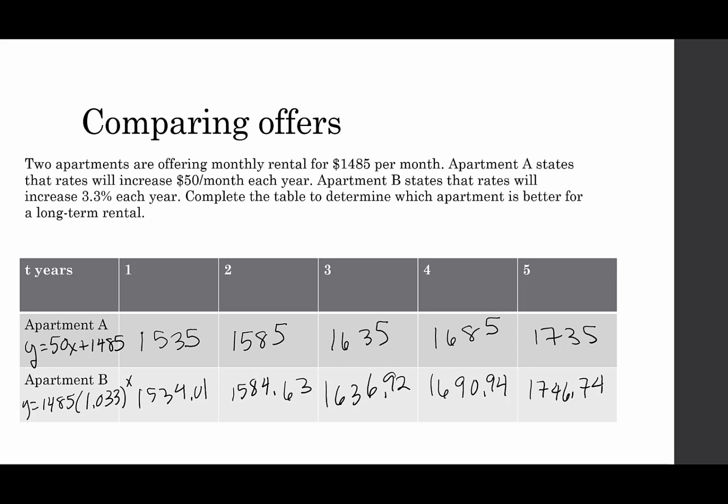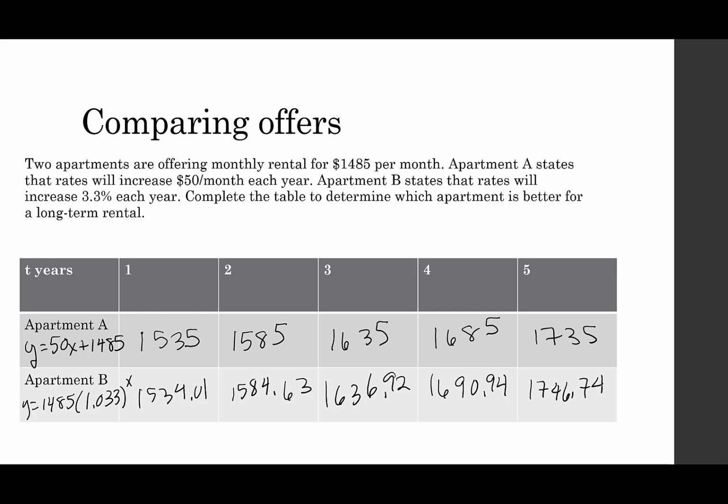Year 3 is where the change comes in and B gets more expensive. So A was $1,635, B was $1,636.92. So it's about $2, but it's enough that you might think about it because that is per month. By year 4, apartment A is $1,685 and B is $1,690.94. And then in year 5, A is $1,735 and B is $1,746.74. So you can see it's getting larger and larger, that difference from year to year.